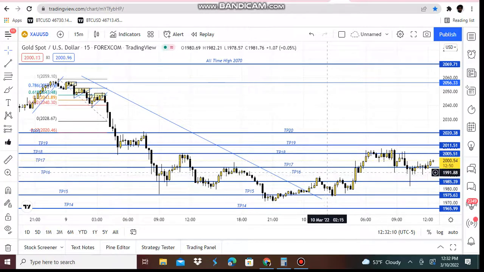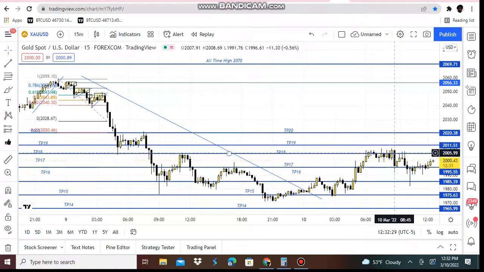Right back up to take profit 16, our psychological level, then makes a higher low, right back down to take profit 15, makes a higher high, makes a higher low. Creating structure, higher highs and higher lows and higher highs. This lets us know we're in an uptrend. We eventually see a higher high all the way up to take profit 18.